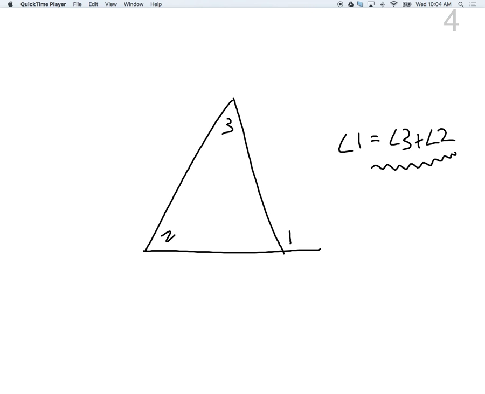Based on this information, what's the relationship between angle 1 and angle 2? Say it again. Angle 1 minus angle 2 equals angle 3. Yeah, but that's not the question I asked. I asked what's the relationship between angle 1 and angle 2?